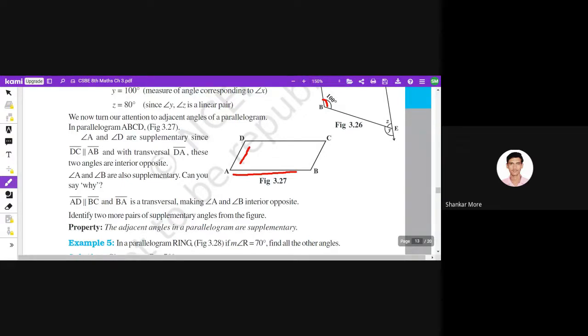Now can you tell me the name of a pair of angles for which the sum is 90 degrees? अगर कोई दो angles हैं जिनकी sum 90 degree है तो उन्हें क्या कहेंगे हम? Do you remember the name? Is it complementary angles? Yeah, exactly.